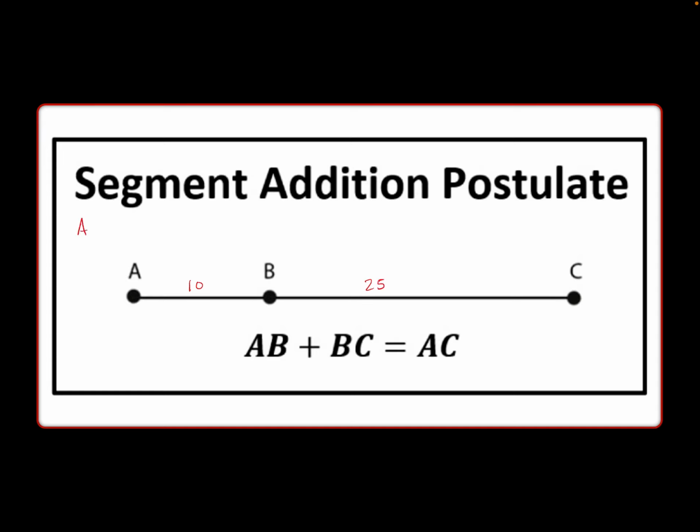Then what we know is AB is equal to 10, and we know BC equals 25. We expect AC to equal 10 plus 25, and so that is 35. And that's the segment addition postulate. The sum of the smaller segments equals the entire segment.